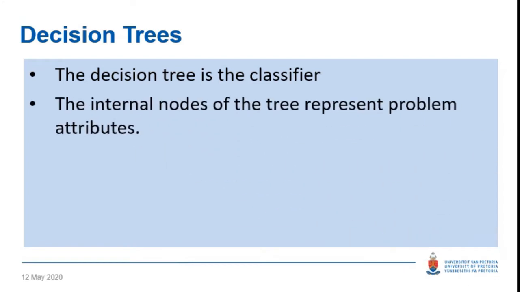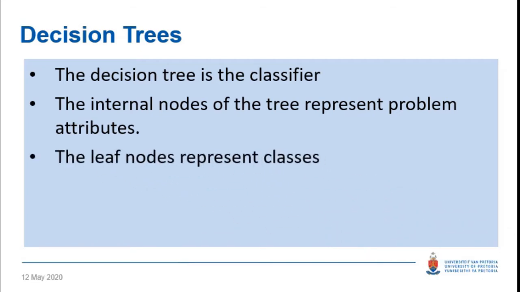In your decision tree, the internal nodes represent the attributes to the problem. For example, if you had an internal node or an attribute being petal shape, and the petal shape could be oblong, oval, or round, then that node will take 3 children, one for each value of that attribute. So one for oval, one for oblong, and one for round.